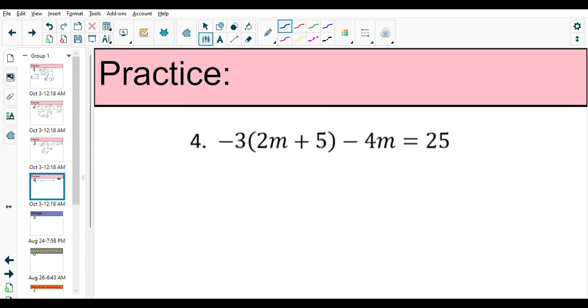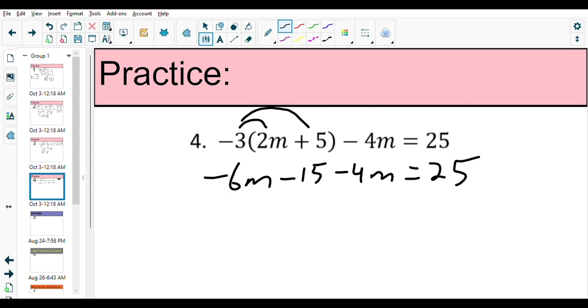And our final question over here is going to use the distributive property again. We end up with negative 6m. Negative 3 times 5 is negative 15. And we have negative 4m still. Now we have some like terms on the left hand side, negative 6m and negative 4m. That together gives us negative 10m. Still have the minus 15. And then we have the 25 over on the right side.